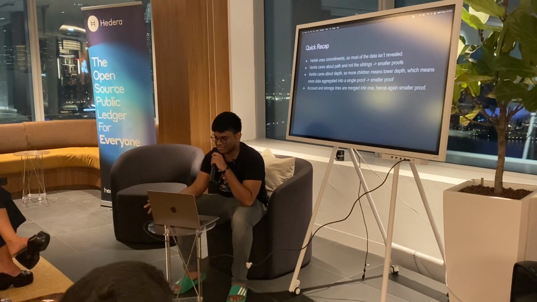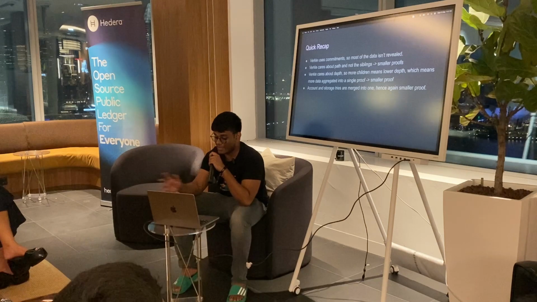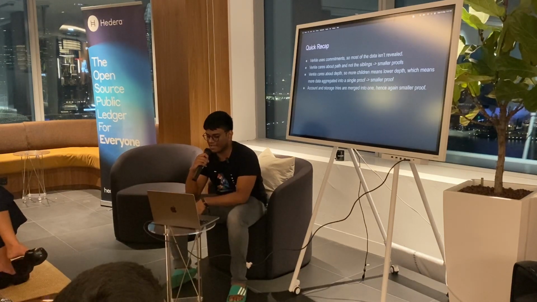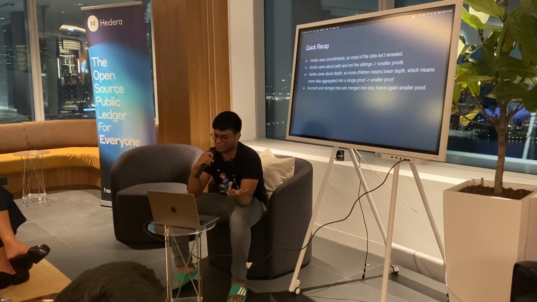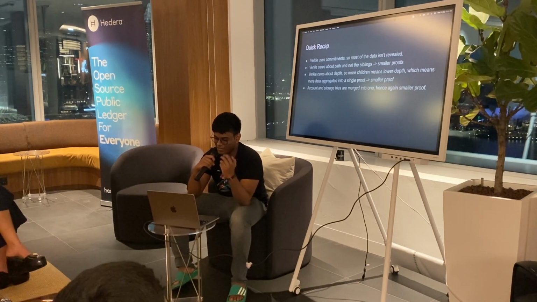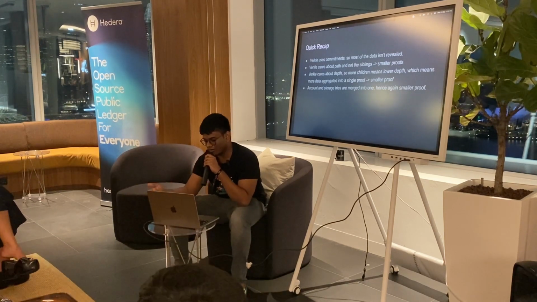So just a quick recap. Verkle uses commitments, so most of the data isn't revealed. Verkle cares about the path, not siblings, so proofs are smaller. Verkle cares about depth, so more children means lower depth, which means more data aggregated into a single proof, which again means a smaller proof. And one more feature in the Verkle spec is that account and storage tries are merged into one, hence again a much smaller proof.